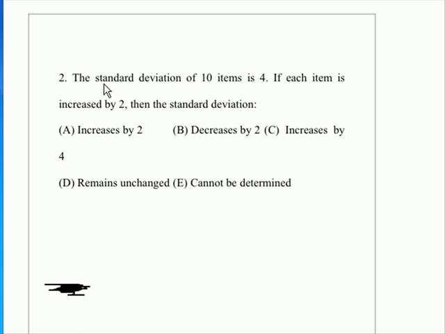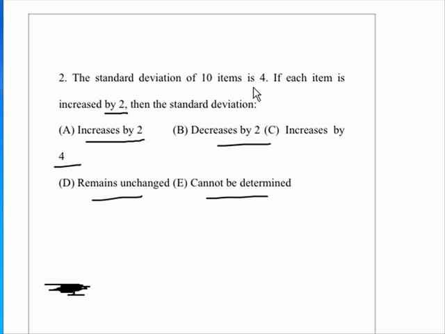So this is a conceptual question. The standard deviation of 10 items is 4. If each item is increased by 2, then the standard deviation increases by 2, decreases, increases by 4, remains unchanged, or we cannot determine since we do not know the original standard deviation.